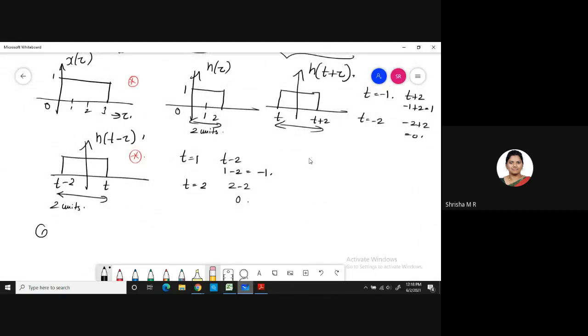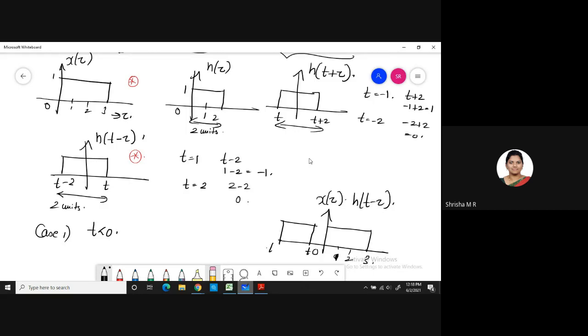So case 1. We are fixing x of tau and we are varying h of t minus tau. So x of tau lies between 0 to 3, 0, 1, 2 and 3, and h of t minus tau, let us take the case first. Case 1 is when t is less than 0. When t is less than 0, it will be from here to here. This would be t, then this would be t minus 2. So what is the overlapping space? There is no overlapping space, right? So y of t would be equal to 0.